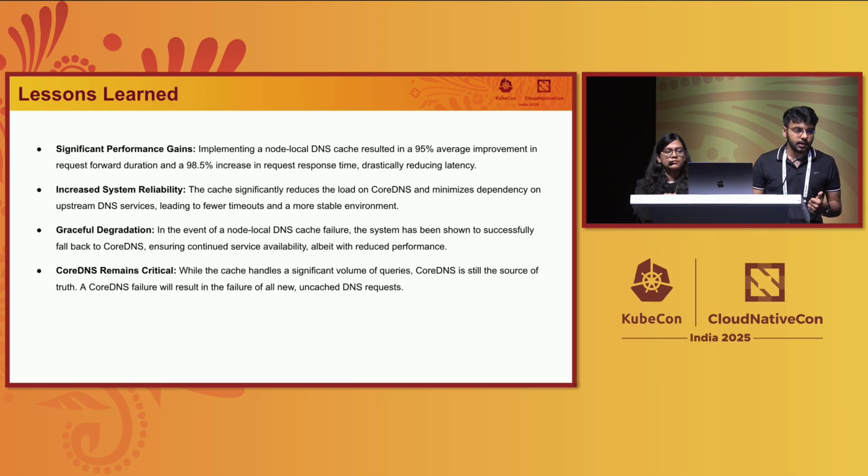Graceful degradation. In the event of Node Local DNS Cache failure, the system has been able to successfully fall back to CoreDNS, ensuring continued service availability with degraded performance. CoreDNS remains critical. While the cache handles a significantly high volume of requests, CoreDNS is the source of truth. CoreDNS failure can lead to a failure in all new uncached DNS queries.